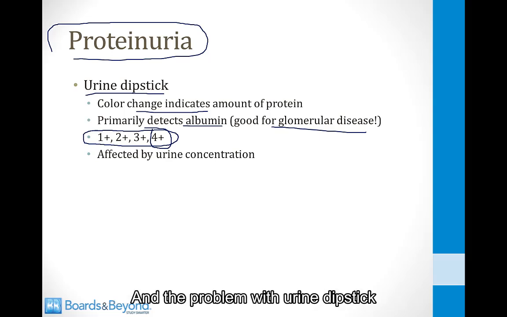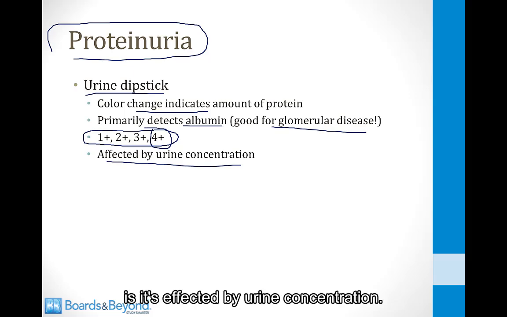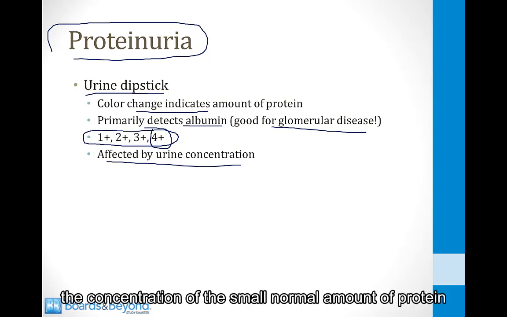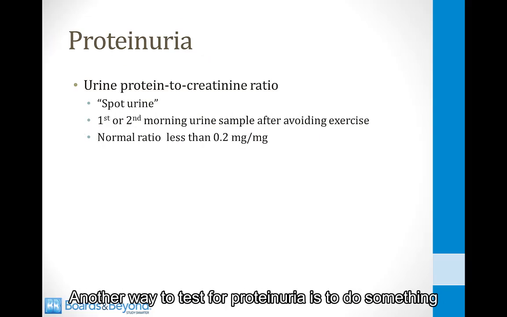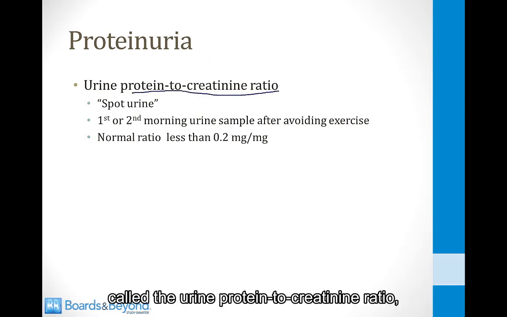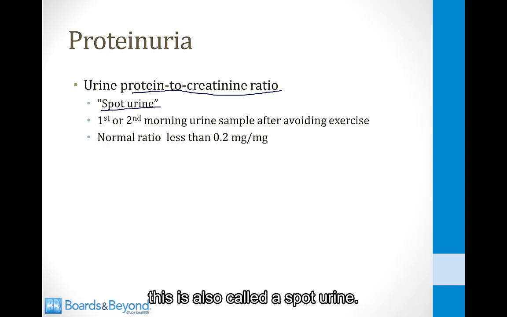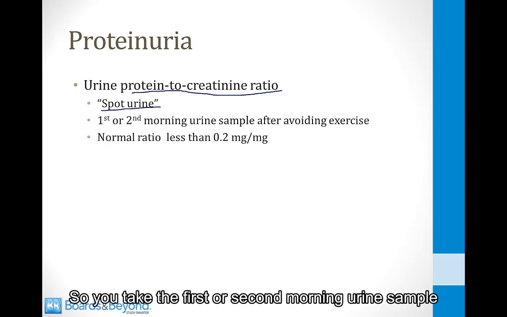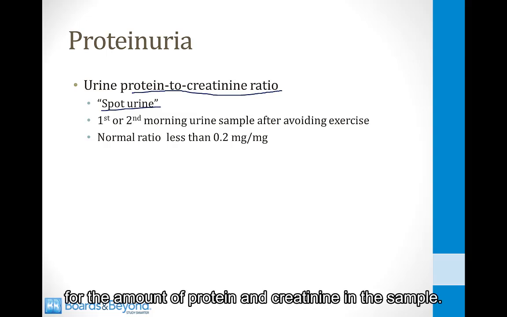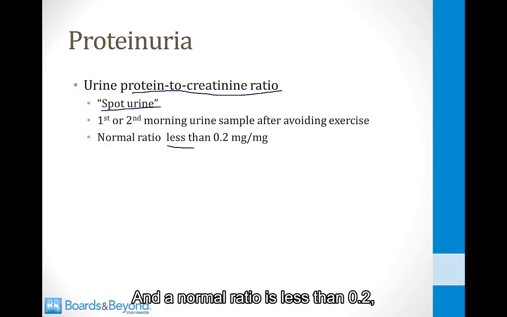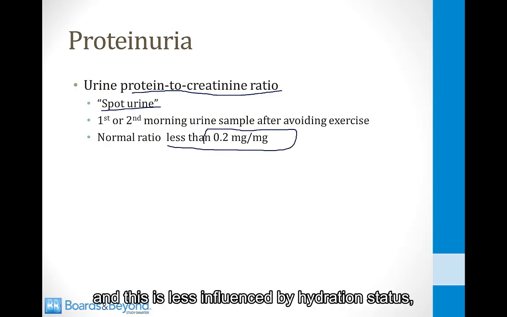And the problem with the urine dipstick is it's affected by urine concentration. So if you're dehydrated, the concentration of the small normal amount of protein in the urine can go up and you can get a false positive. Another way to test for proteinuria is to do something called the urine protein to creatinine ratio. This is also called a spot urine. So you take the first or second morning urine sample after avoiding exercise and you test for the amount of protein and creatinine in the sample. And a normal ratio is less than 0.2. And this is less influenced by hydration status, so some people find it to be more accurate.